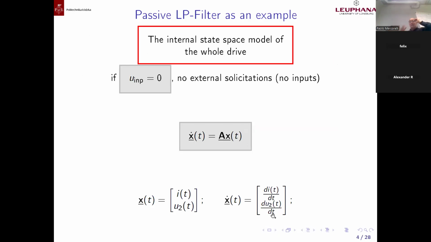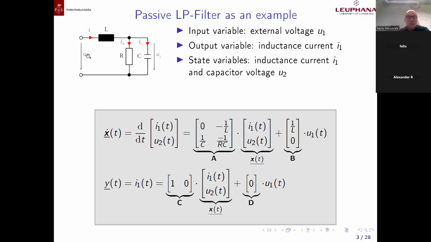Now, let me consider U input equals 0. In general, U input is the input. In our case, it is U1. But why do I put a U input? Because it could be any kind of input in the general expression. In our case, U input in accordance with this nomenclature is U1. It could be that during the semester I used many times U input. U input is in this case U1.